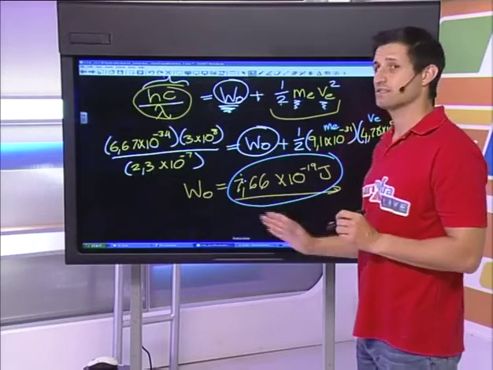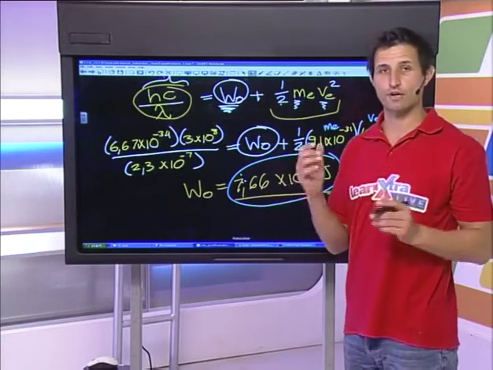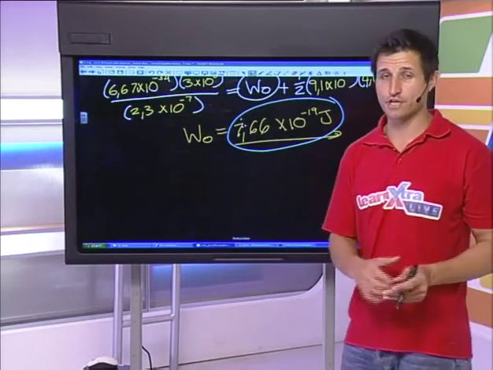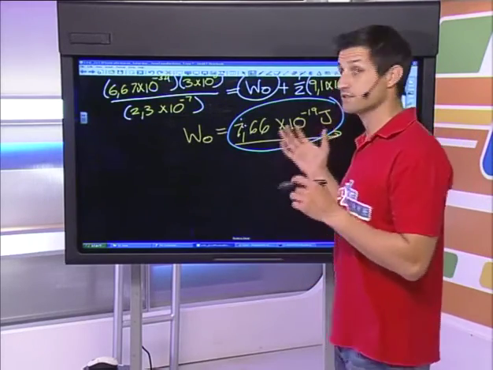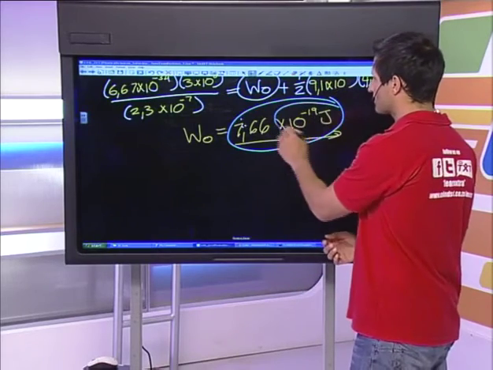Now, this is an unbelievably small amount of energy. It's not very common to work in joules when you're working with these small amounts of energy. So I just want to show you a little bit of a trick, and you might see this in some of your textbooks. It's how to work in electron volts. Here's the trick. This is the clue.